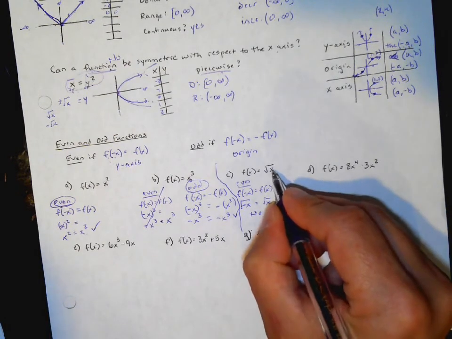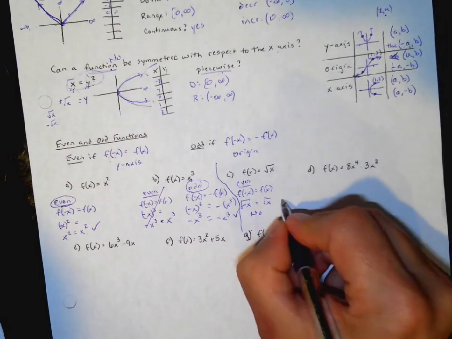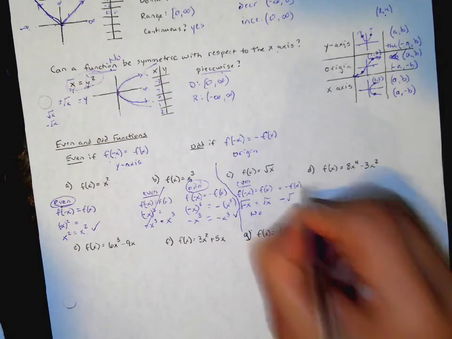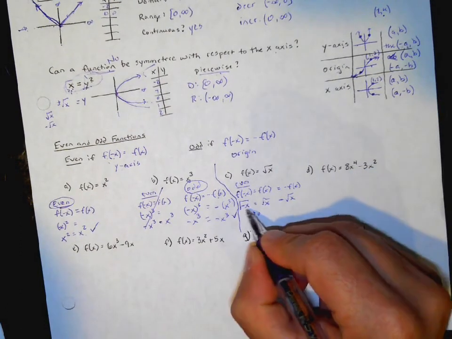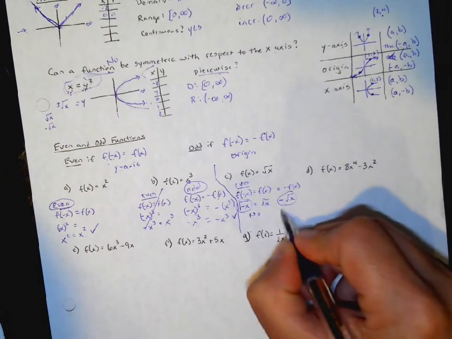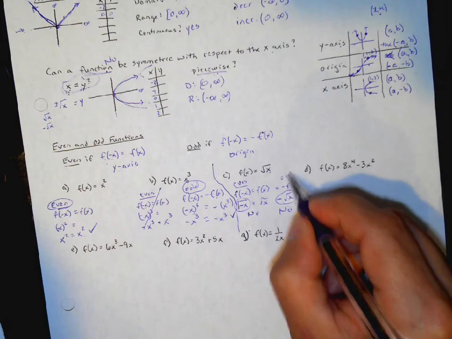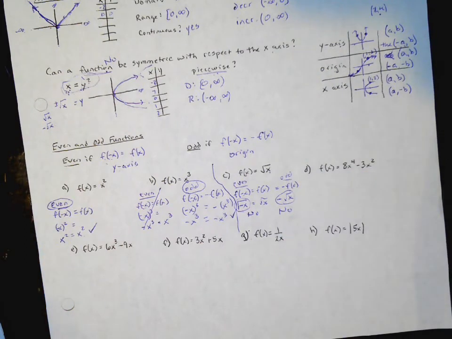Okay, and then let's check it with this one. So negative f of x, so negative square root of x. Will this equal this? No. So this function is neither odd nor even. Okay, so it's neither of them there.